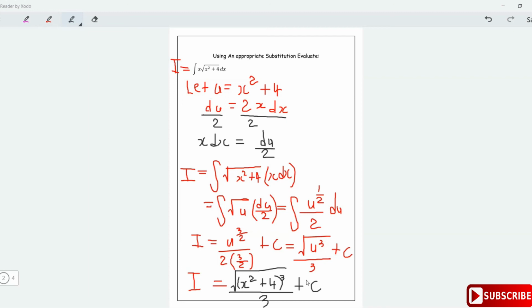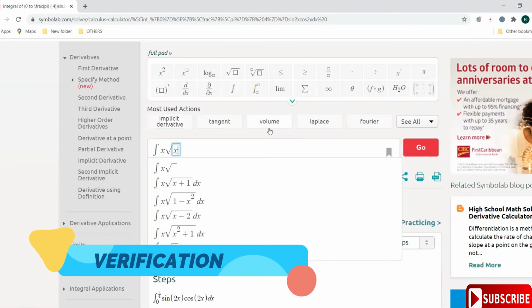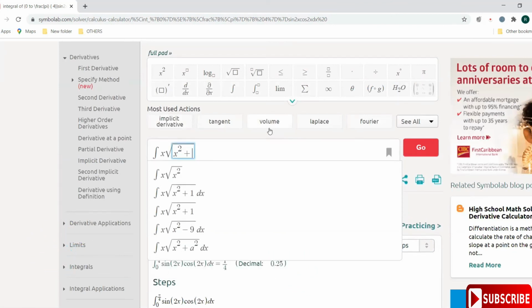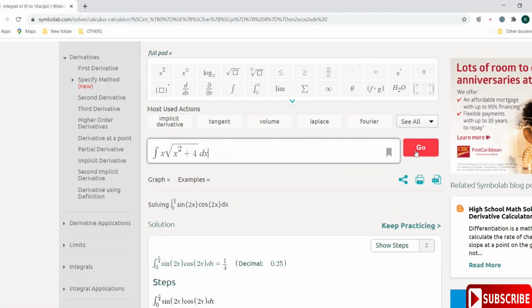That's what this works out to be: the square root of x squared plus 4 all cubed over 3 plus some constant c. Of course, you know my style already. I love verifying solutions. I love to verify the solution.